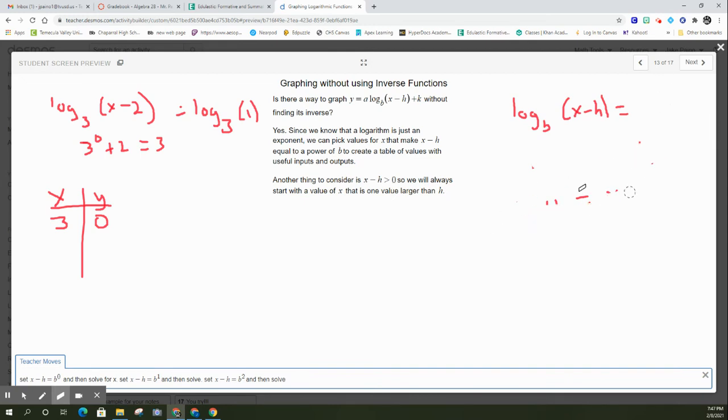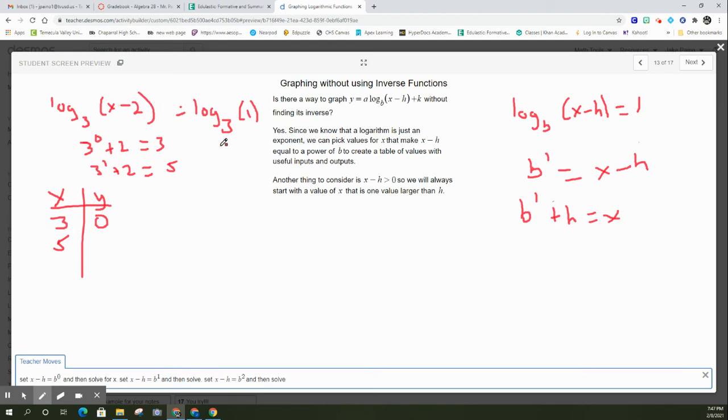it's going to be very similar. b to the first, so it's a power of b, equals x minus h. b to the first plus h equals x. That's what I'm going to choose next, right? So 3 to the first plus 2, that's 5. I'm going to plug in 5. And guess what happens when I plug in 5? It's going to equal 1.